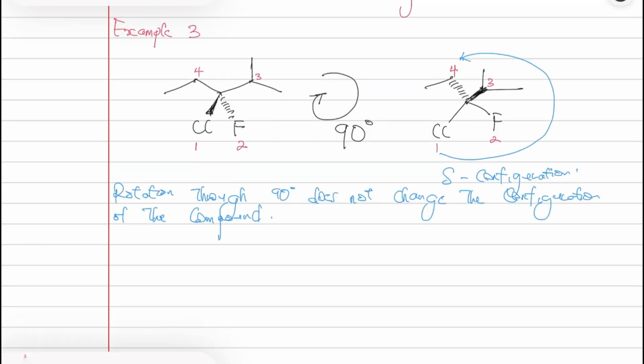The information we can derive from this example is that rotation through 90 degrees does not change the configuration of the compound. If you observe the initial structure, the initial structure is still S configuration. The only difference between the initial structure and the final structure is that the one with the least priority is in dash in the final structure, but the configuration does not change when the rotation is through 90 degrees.